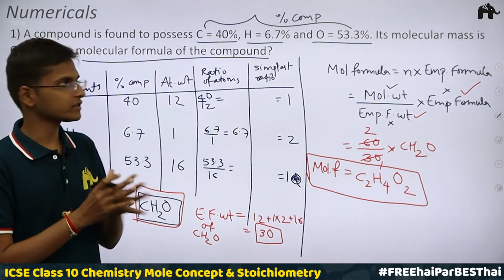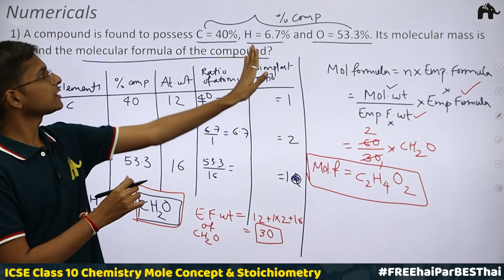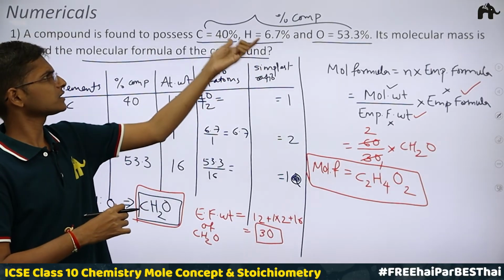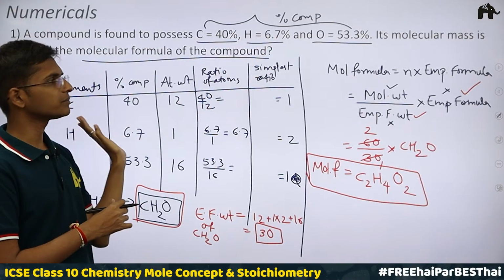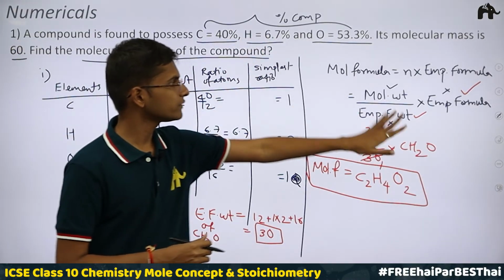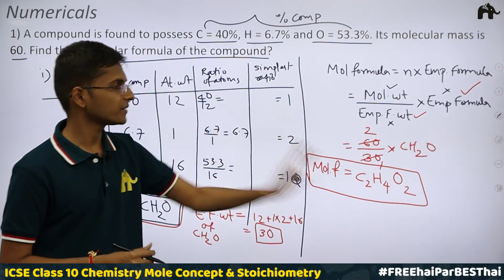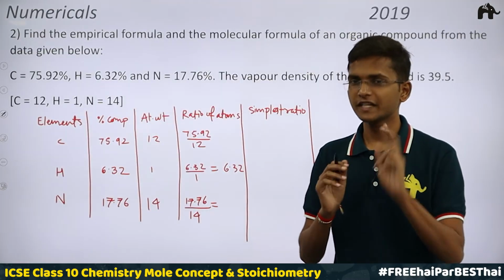So we are using the entire concept. See, percentage composition concept we are also using. With the help of percentage composition, we are finding empirical formula. Then we are finding empirical formula weight. And then we are finding molecular formula. Understood? Okay. Now let's see the next question.